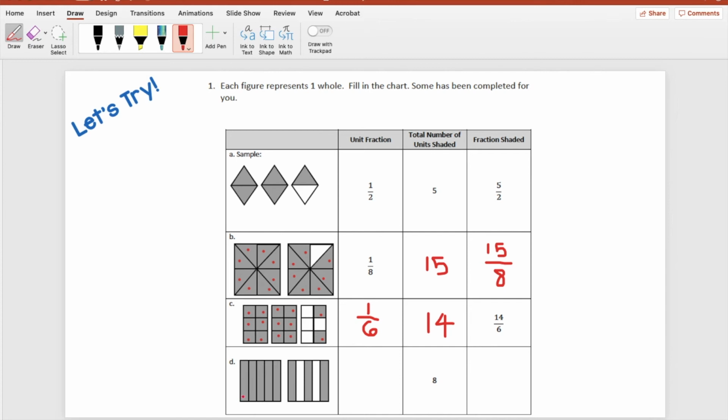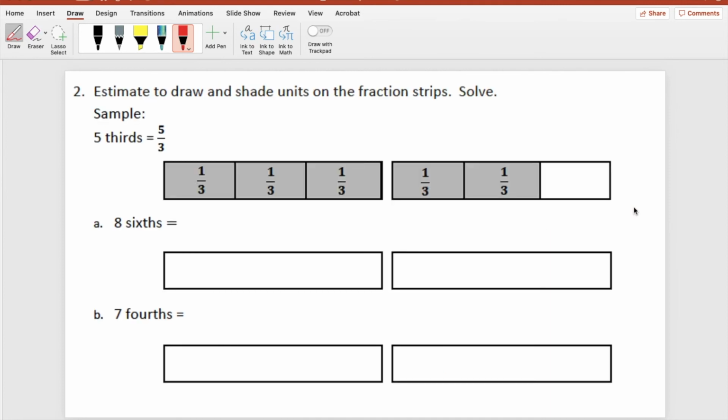All right, last one. We have to count our equal pieces. 1, 2, 3, 4, 5. Okay, so my unit fraction is 1/5. One piece would be called 1/5. They counted the number of pieces shaded for me, the number of units, 8. So my fraction is 8/5. If you need to fill in some more answers, pause the video here and fill in the chart, but we are going to keep moving.